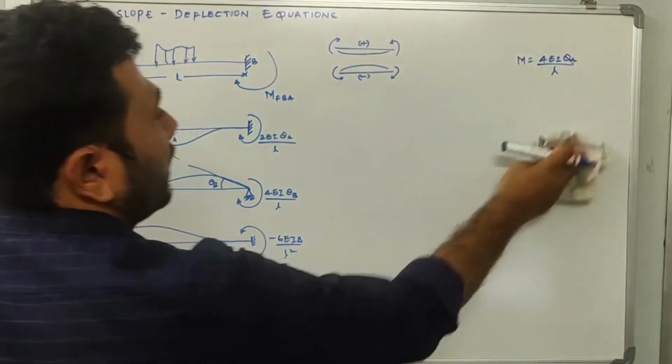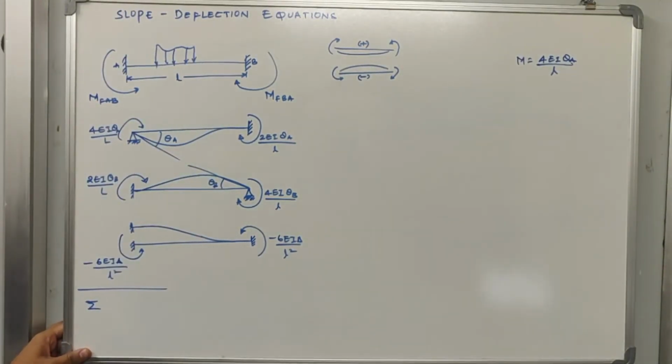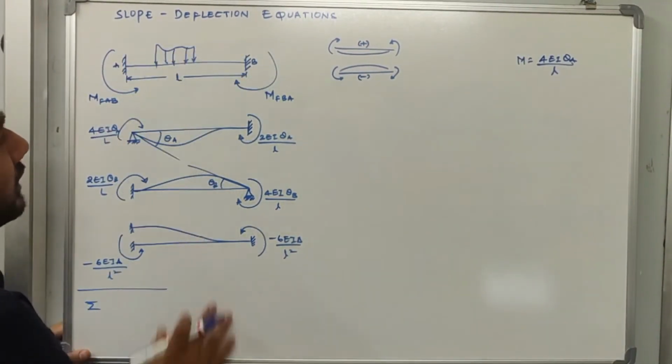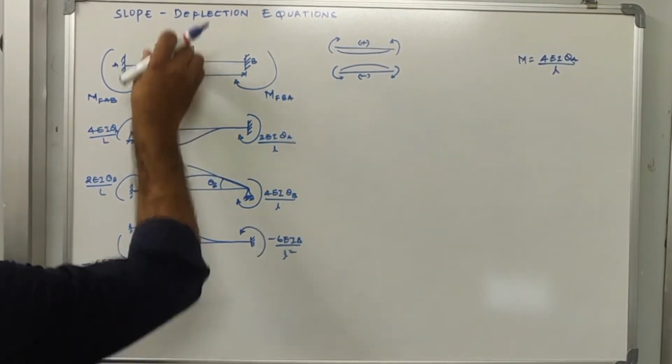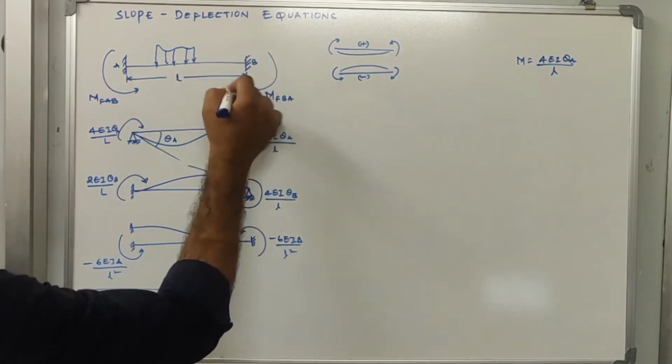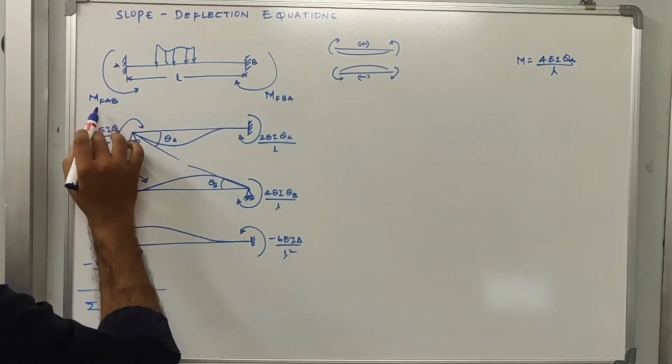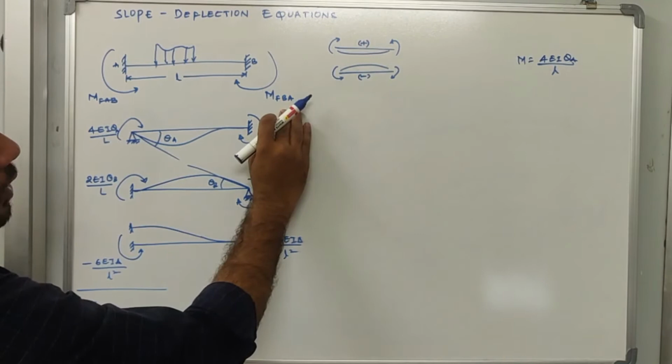Now I am considering a hypothetical situation. Assume that this is a fixed beam I have. This fixed beam is subjected to some irregular loading. Whenever you apply a load, there will be fixed end moments that get generated. So this end we are calling MFAB. Here I will call it MFBA.